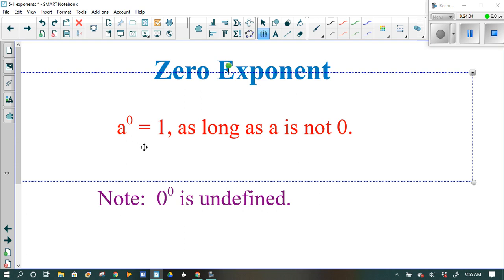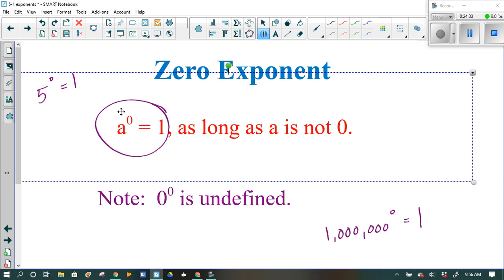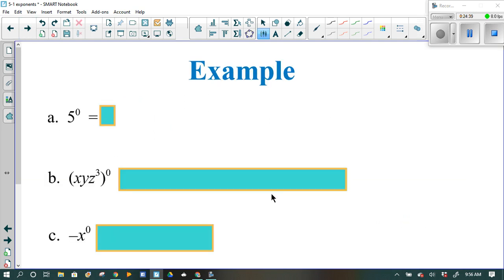So if I have any number raised to 0, it equals 1. If I have 5 to the 0 power, it equals 1. If I have 1 million to the 0 power, it just equals 1. So no matter what you have, as long as it's to the 0 power, it will always be 1. There's no math to be done. 5 to the 0 is 1.